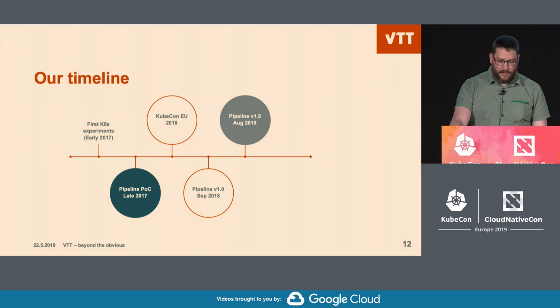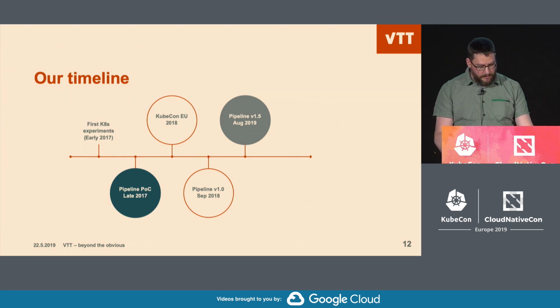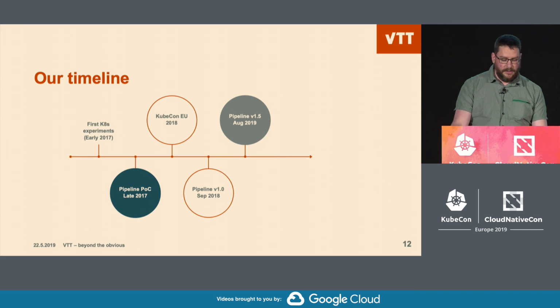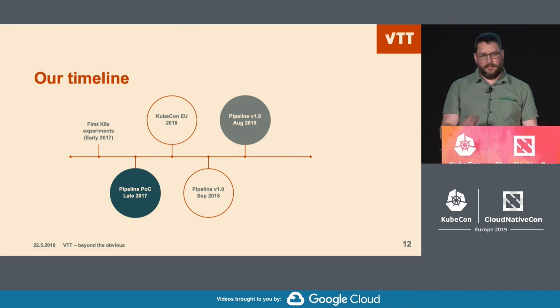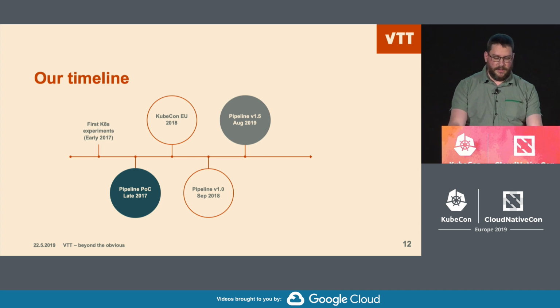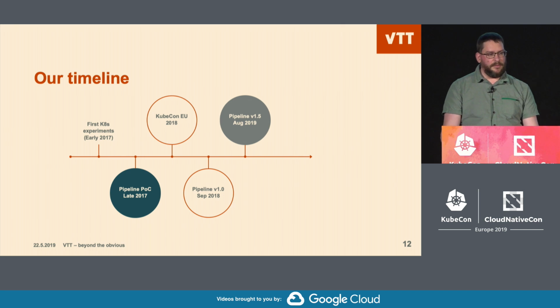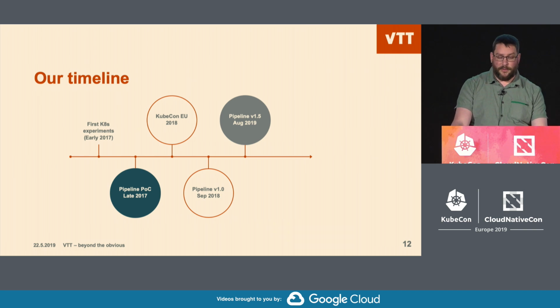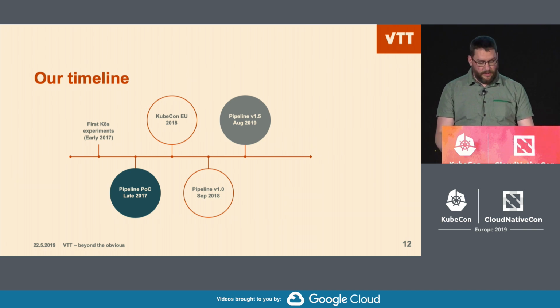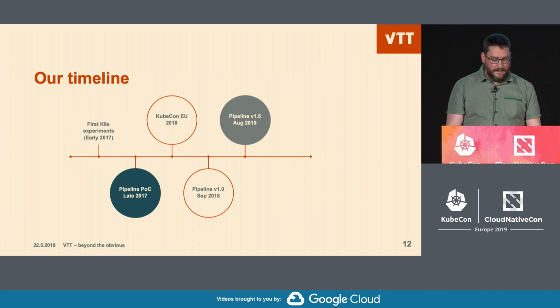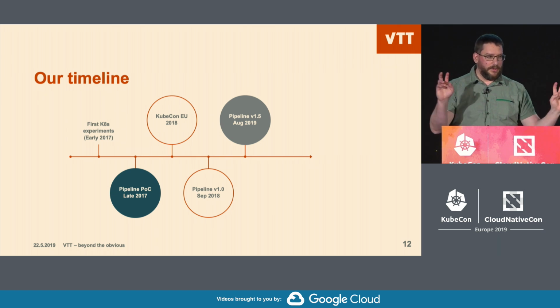So we started this project with early experiments in 2017. We had a proof of concept for the pipeline at the end of 2017, and then I came to KubeCon last year to Copenhagen. I learned a lot. I've seen a lot of good ideas, and I took that home and we continued developing the system. So in September 2018, the first version went into production.